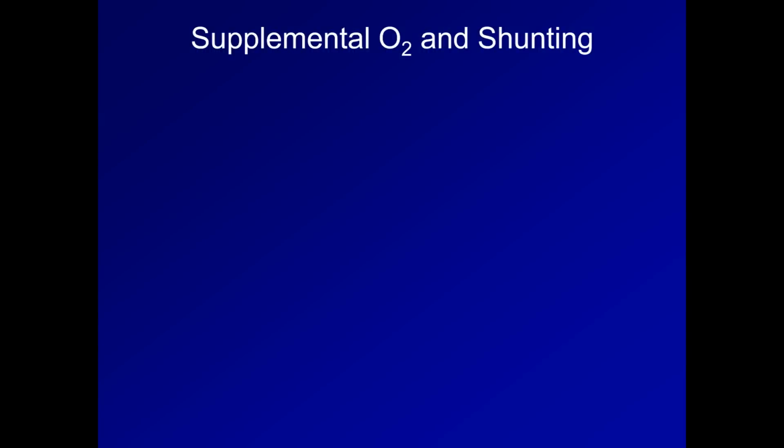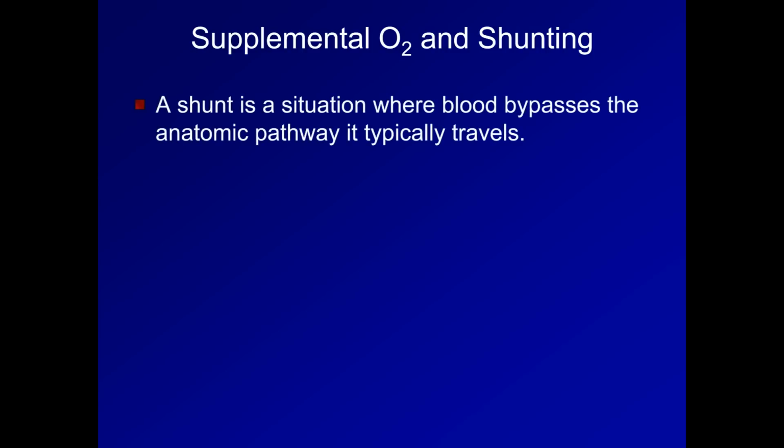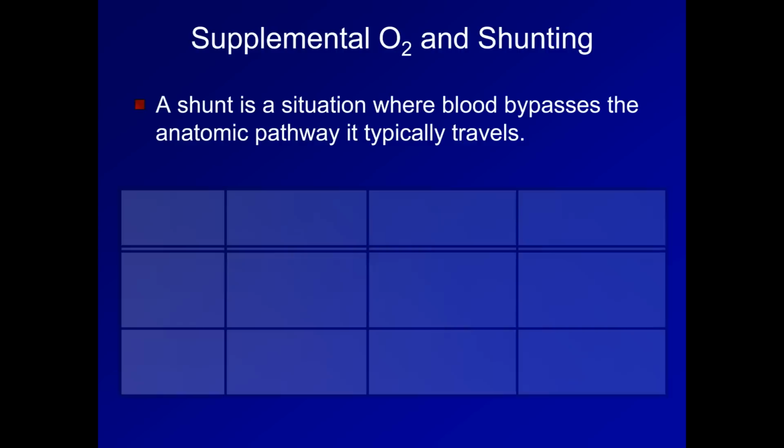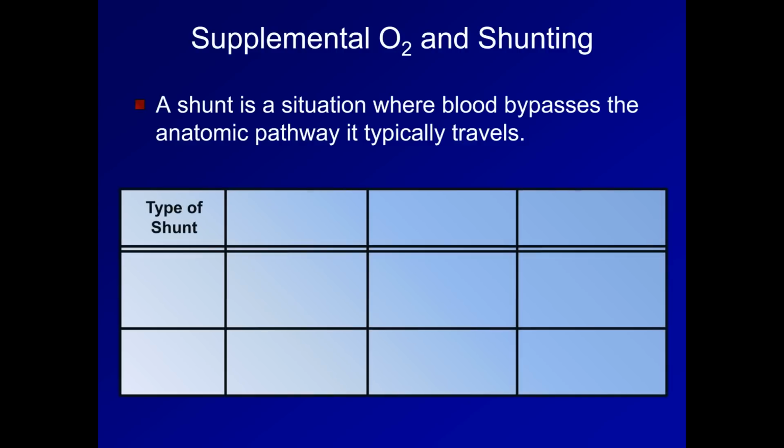The next topic to discuss is how supplemental oxygen affects shunting. For those of you not familiar with this term, a shunt is a situation where blood bypasses the anatomic pathway it typically travels. There are several different types of shunt, which have different anatomic locations, bypass structures, and direct effects on arterial oxygenation.